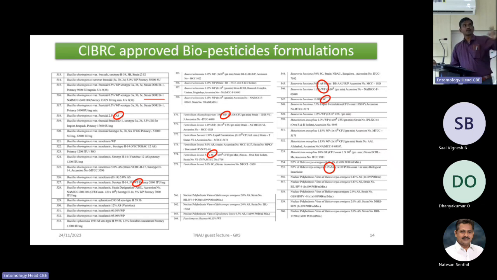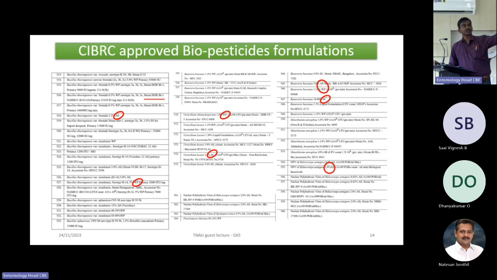That is the case of Beauveria. Then, when we go for the NPV, which is the third major biocontrol agent, only aqueous suspension is available in the case of NPVs. And in NPV also, only two NPVs were approved very long back, only Helicoverpa NPV and Spodoptera NPV. Apart from this, there is no further formulation approved by CIBRC.